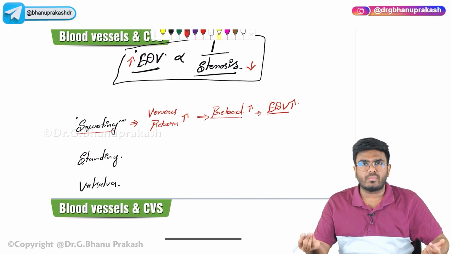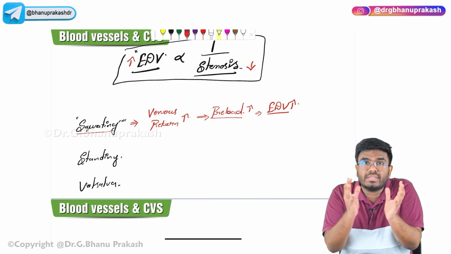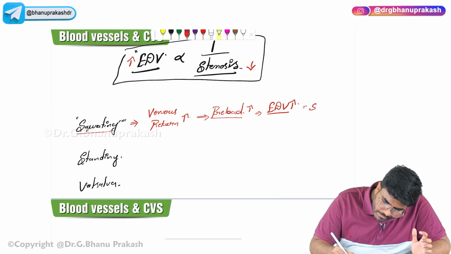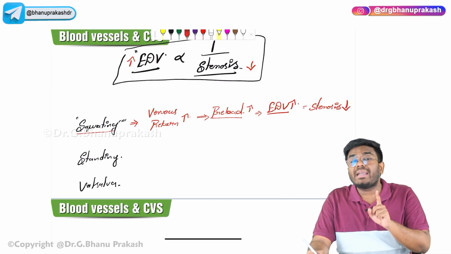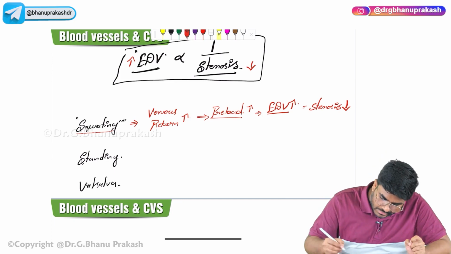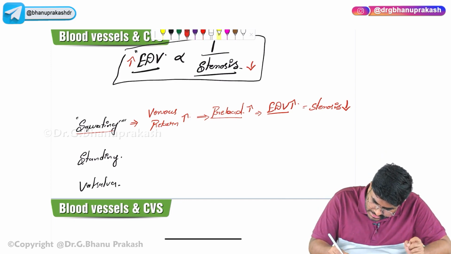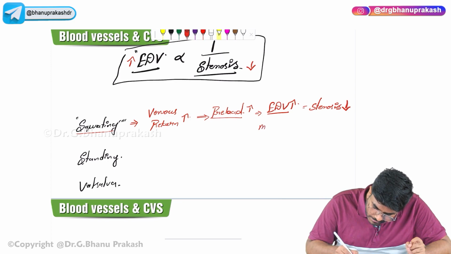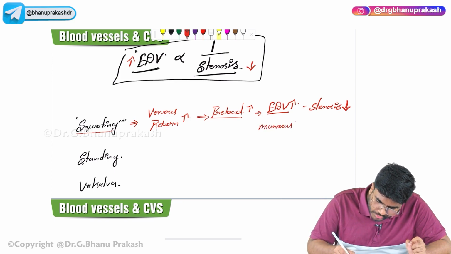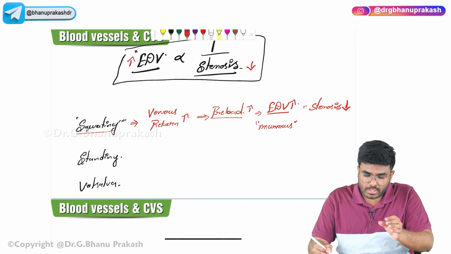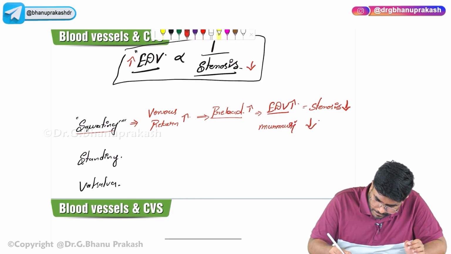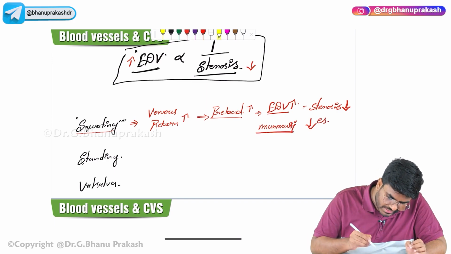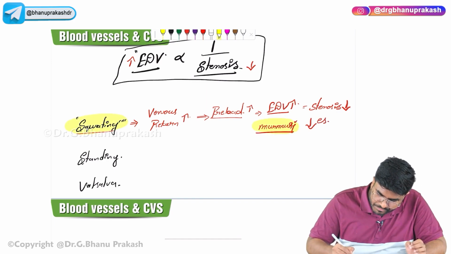The preload and end diastolic volume are not the same. Whenever the end diastolic volume is increased, the stenosis is going to decrease. Whenever the stenosis decreases, what happens to the murmur? The murmur intensity decreases, the crescendo-decrescendo murmur. Stenosis is decreased, so murmur intensity also decreases. This is very important. So with squatting, the murmur intensity decreases.